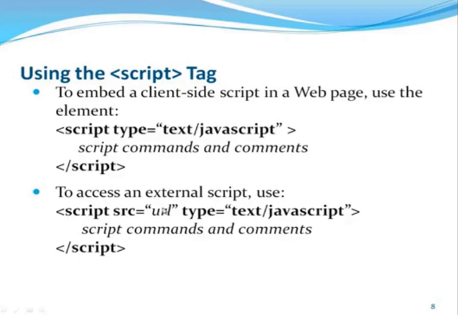Second way, to access an external script. We already said we can use JavaScript placed in HTML programs or in an external file. The second one is to access an external script. Use script src, then the path of the file, then script commands and comments, then closing of the script. This way we can use the script tag in your HTML documents.